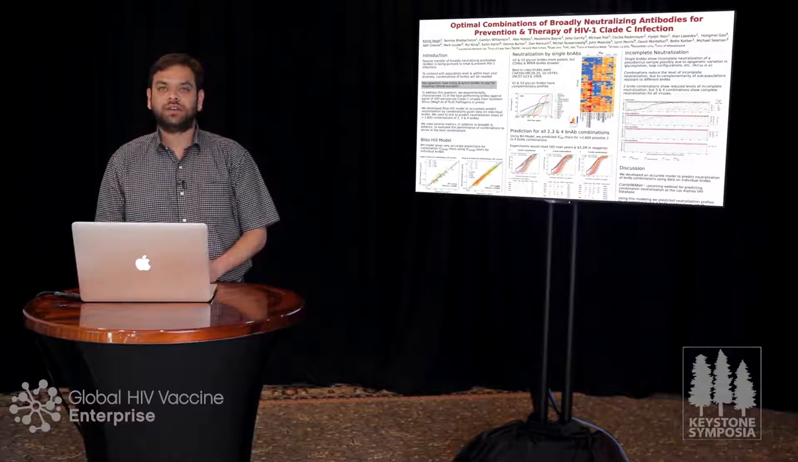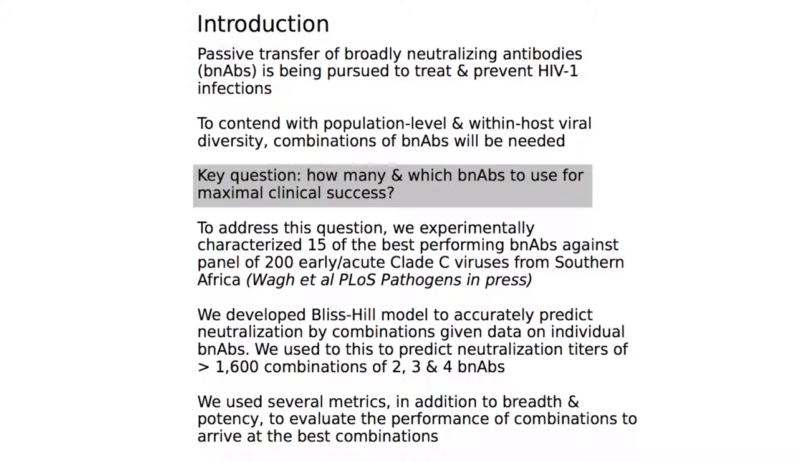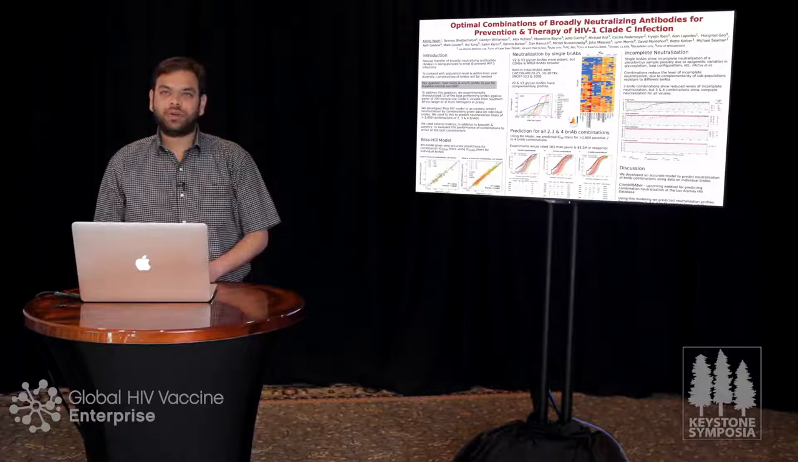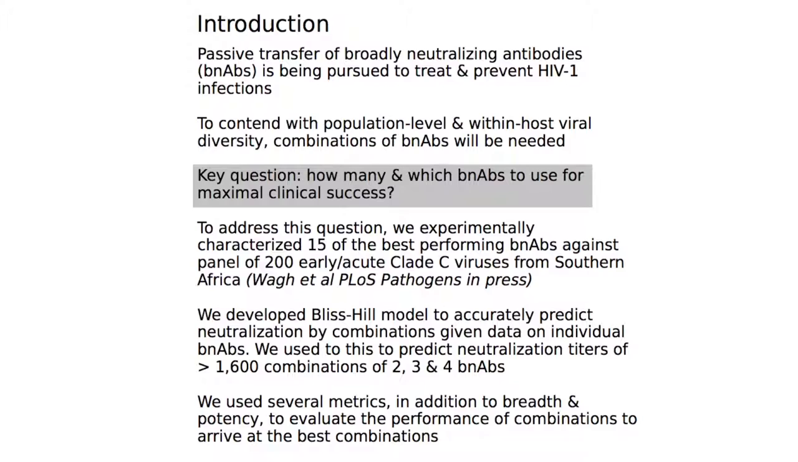To contend with the population level and within host viral diversity of HIV strains, combinations of BNABs will be needed, analogous to combinations of antiretroviral drugs. The key question which I want to address from our work is how many and which BNABs to use for maximal clinical success. To address this question, we experimentally characterized 15 of the best performing BNABs against a panel of 200 Clade C viruses from Southern Africa. This work was just published in PLOS Pathogens and is in press.